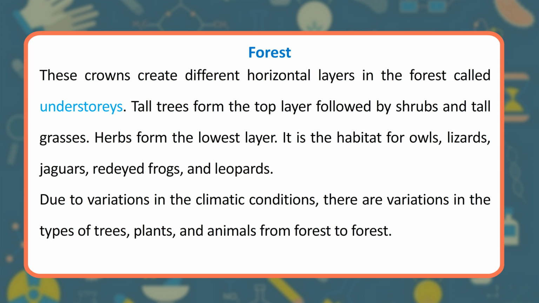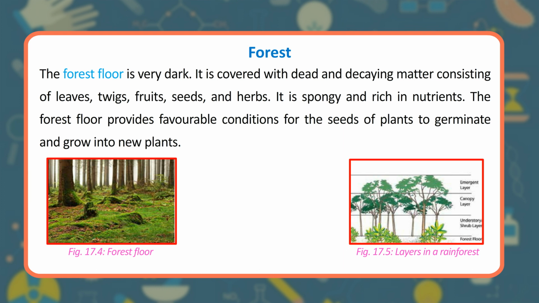Due to variations in the climatic conditions, there are variations in the types of trees, plants, and animals from forest to forest. The forest floor is very dark. It is covered with dead and decaying matter consisting of leaves, twigs, fruits, seeds, and herbs. It is spongy and rich in nutrients. The forest floor provides favorable conditions for the seeds of plants to germinate and grow into new plants.